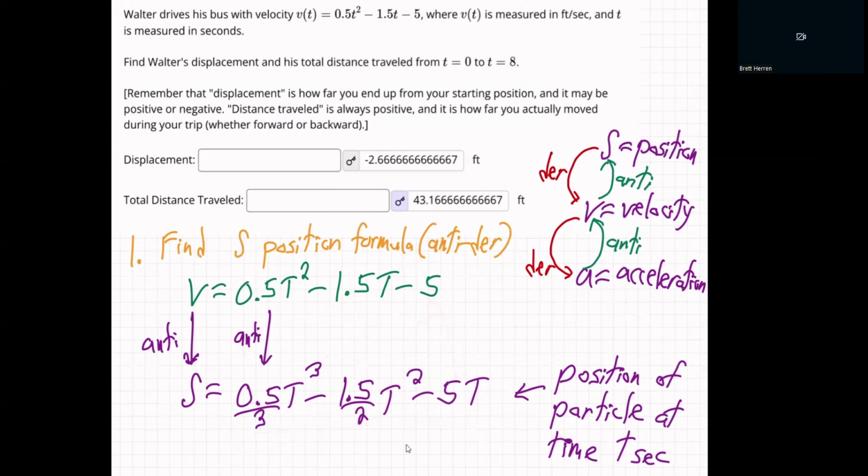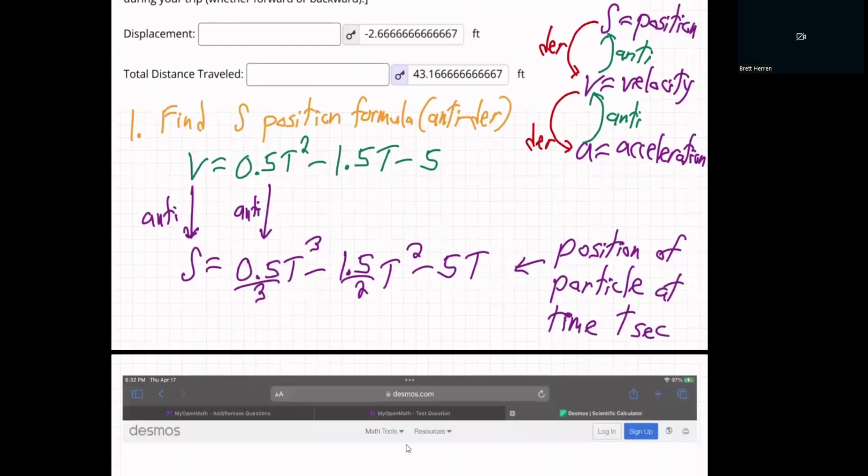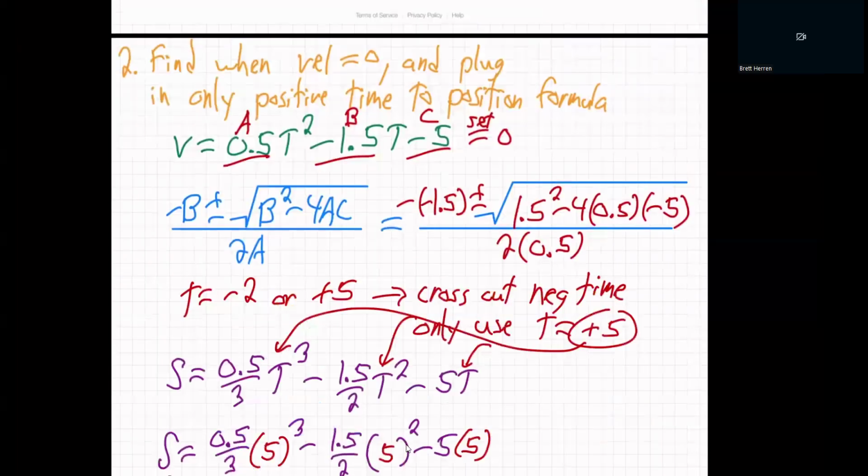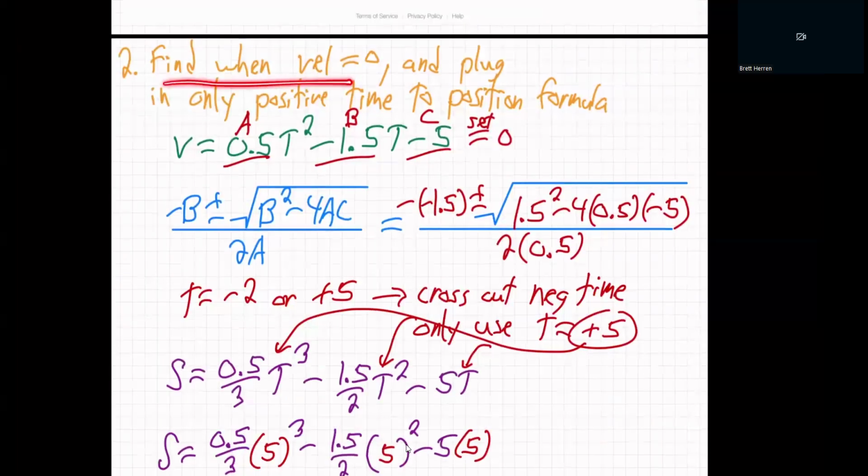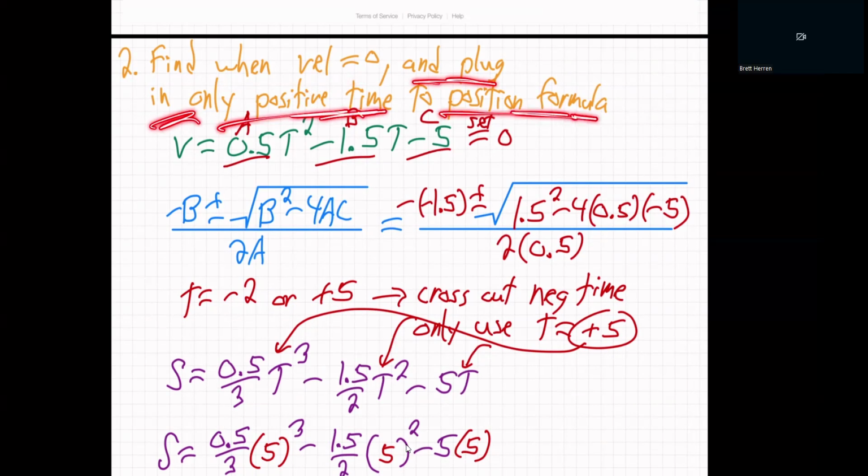There's the position. That's going to give us the position of the particle at any time t seconds, so we'll know right where that particle is at any time t. But then the second step, down here, is find when the velocity is 0, because that's important. That's when the particle stops. We've got to find when the velocity is 0 and plug in only the positive time to the position formula.